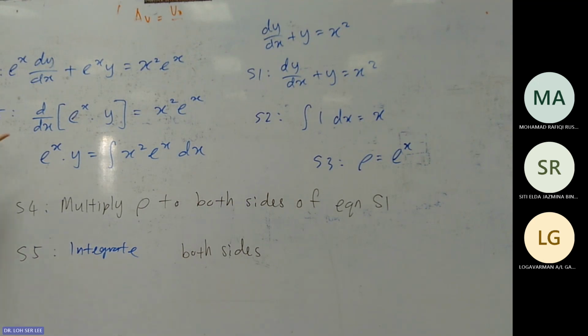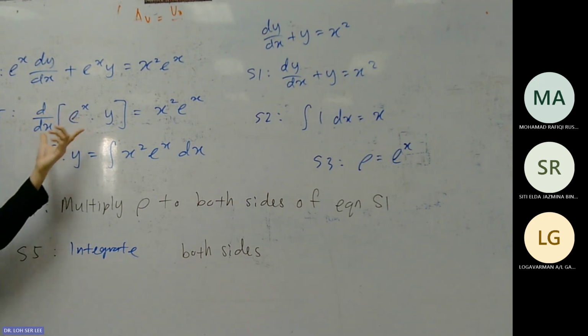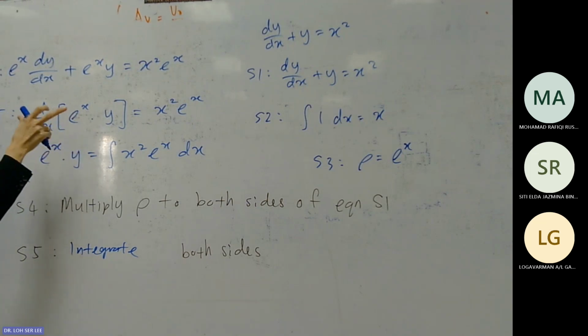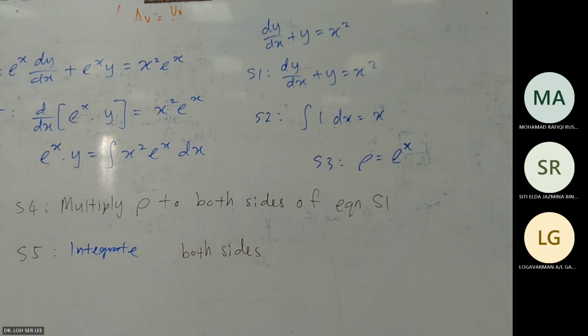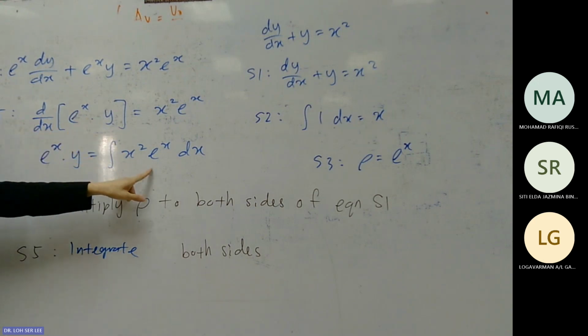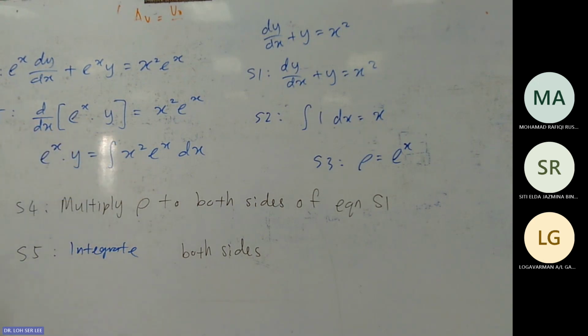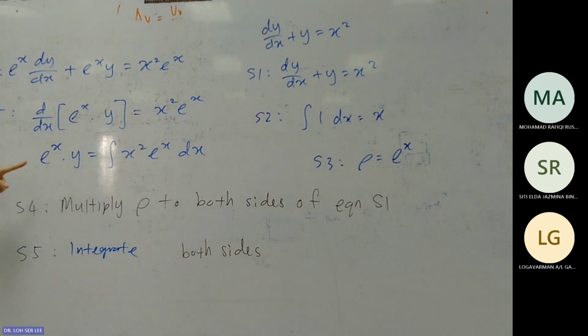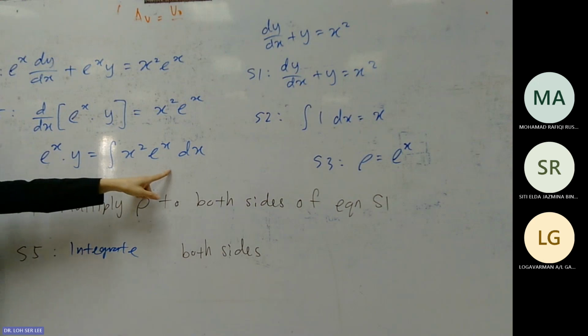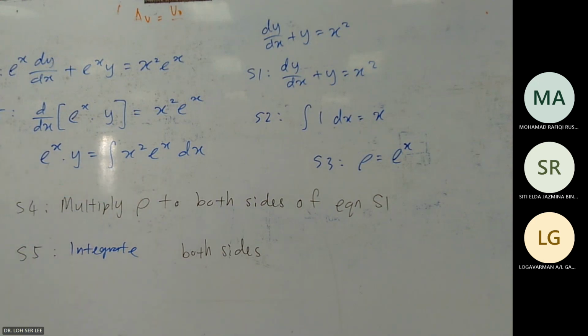Because this is differentiation, when you integrate this one, you get this back. After you differentiate and then integrate, you get this back. So in short, we just move the dx to the right and integrate. After you integrate this, you get this. Then this one, you need to integrate. How to integrate this? x squared e^x.